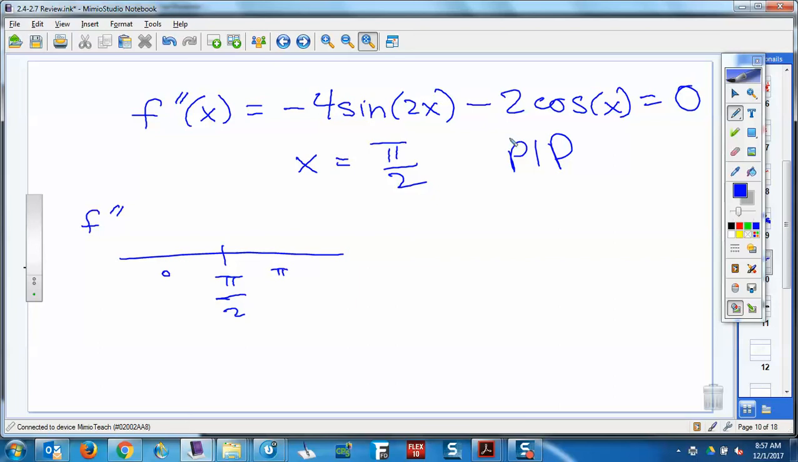Put in a 0. Sine of 0 is 0. Cosine of 0 is 1. So we get -2 there. Put in a pi. Sine of 2 pi, that's 0. Cosine of pi, -1 times -2, that'd be +2. So probably don't need the calculator for that. So is it an inflection point? Yes, you would say inflection point, x equals pi halves. Since f double prime changes sign, f changes concavity.